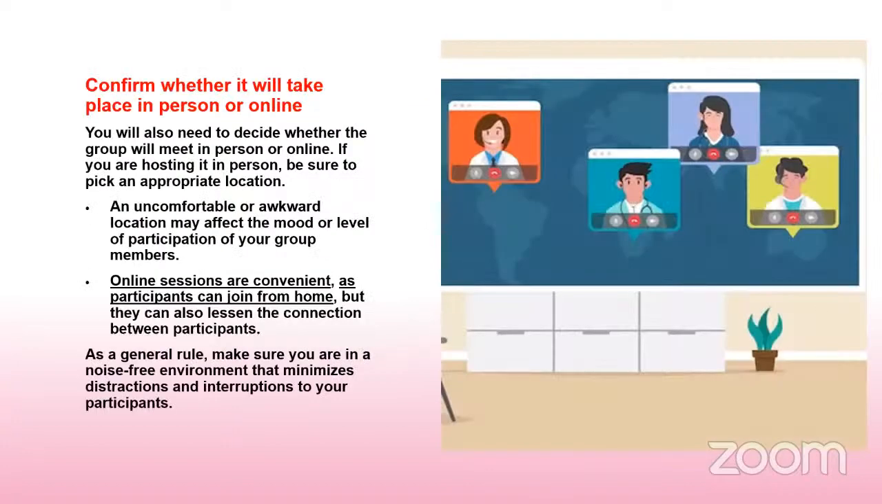Next, we have to confirm whether it will be taking place in person or online. We know that an uncomfortable or awkward location may affect the mood or level of participation of the group members. So as a general rule, we make sure that there's a noise-free environment that minimizes distractions and interruptions to the participants. Online sessions, as we know, are more convenient these days, as participants can join from home anytime. Online sessions can lessen the connection between the participants, but I think it is a more convenient form of group discussion.